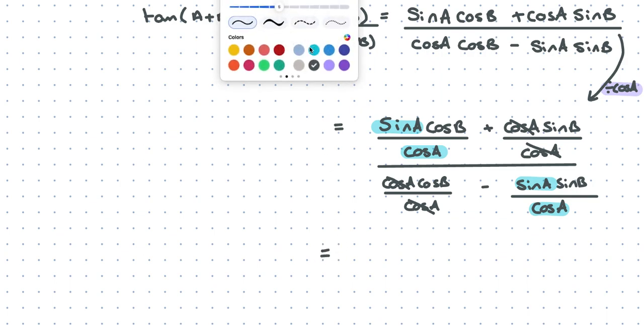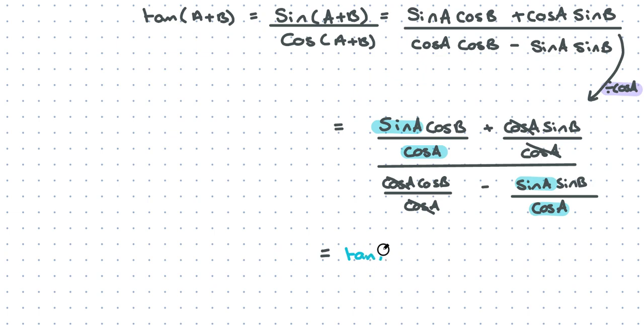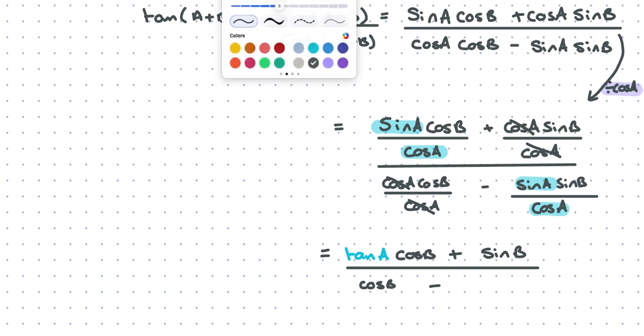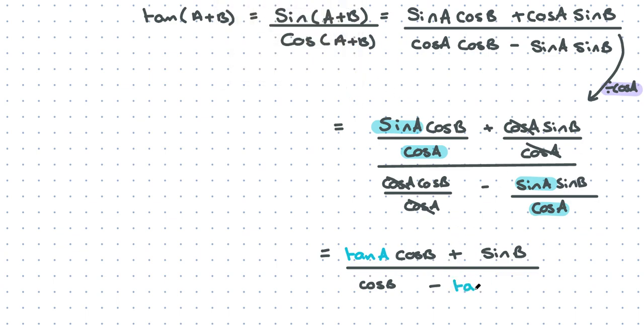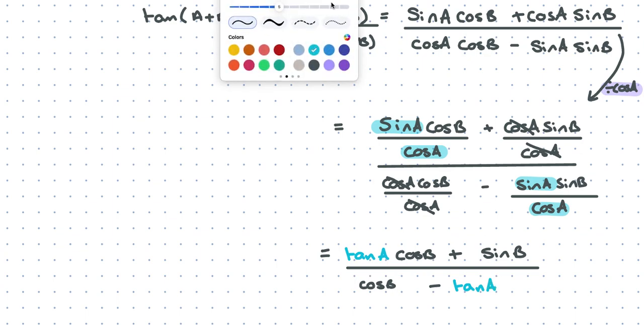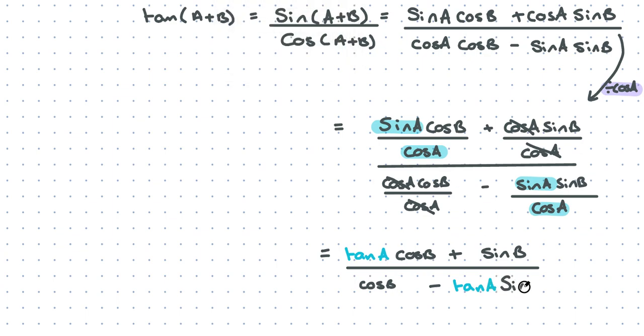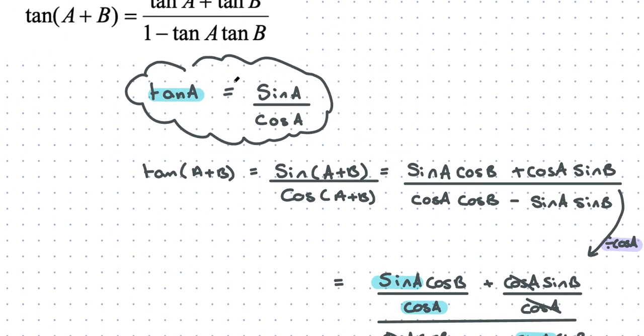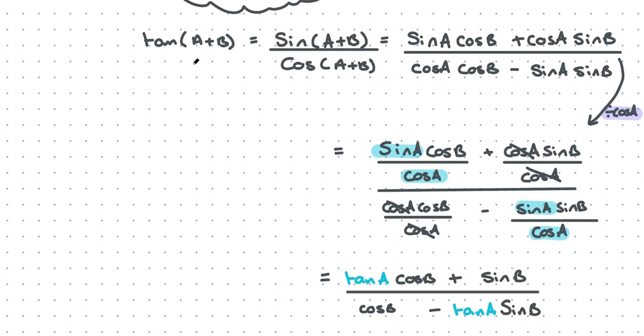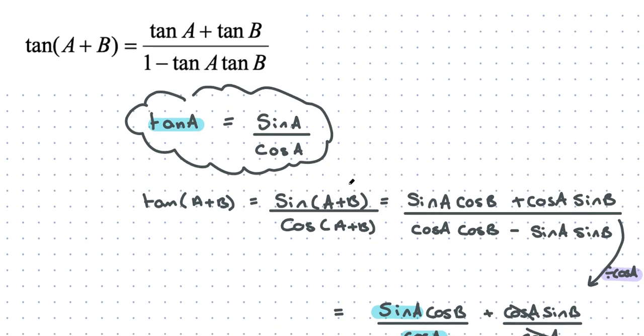What I'm left with then is tan A multiplied by cos B, nothing happened with that, so it's just cos B, plus sine B, all over cos B minus tan A by sine B. The next step then, I want to get more of the tans out. If I take a look, I've just got my tan A's out in the right position. The next thing I need out is a tan B.